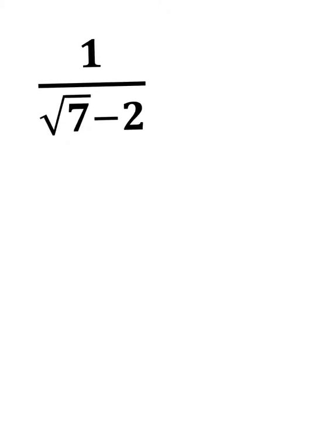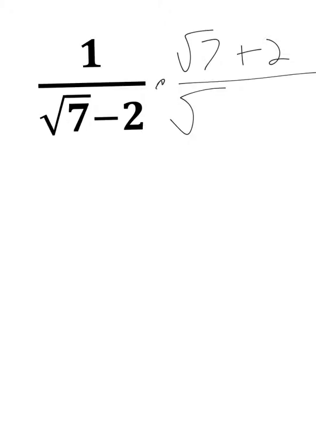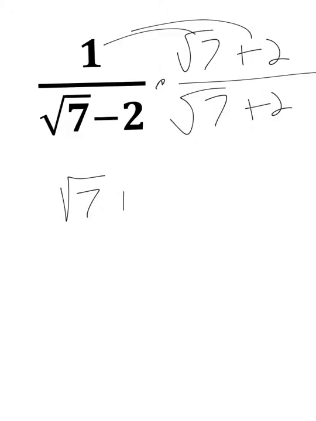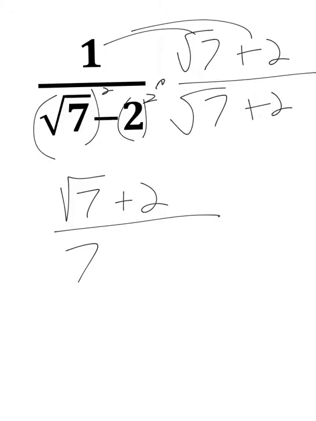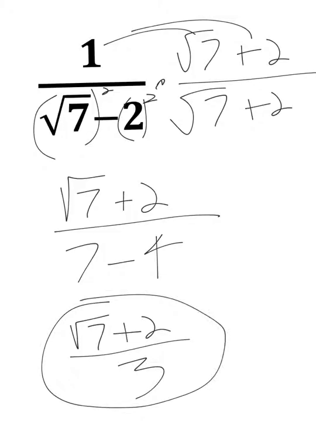Okay, let's do one more example. I'm going to do the conjugate, so I'm going to write square root of 7 plus 2 over the square root of 7 plus 2. All right, so since it's times 1, it's not going to change anything, so square root of 7 plus 2 again over, square both of these. If you square a square root, it just leaves that number. 2 squared is 4. Don't forget to put a minus sign in the middle. Always put a minus sign in the middle for that step. And 7 minus 4 is 3. So the final answer is square root of 7 plus 2 over 3.